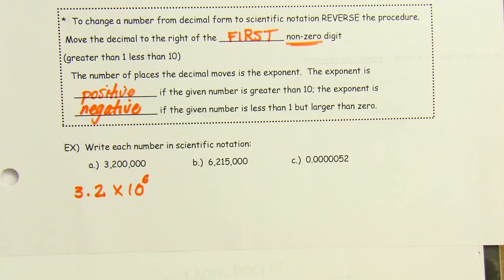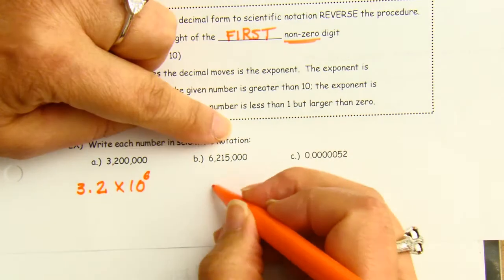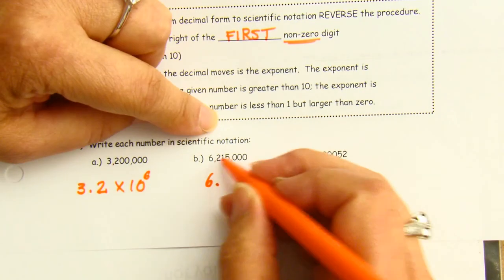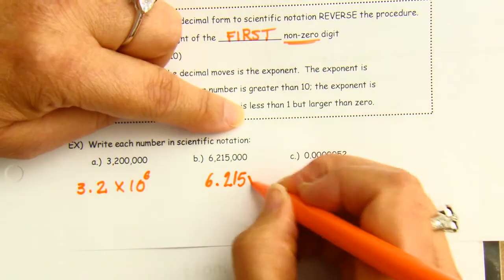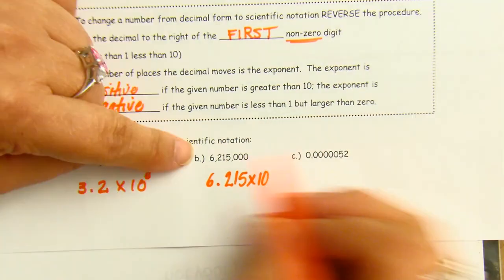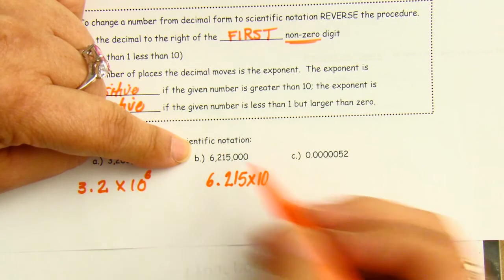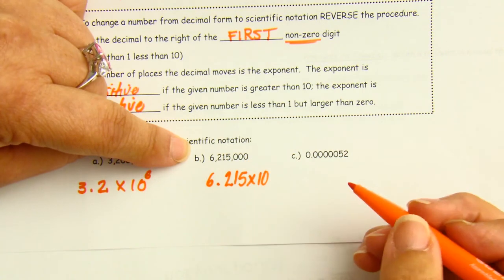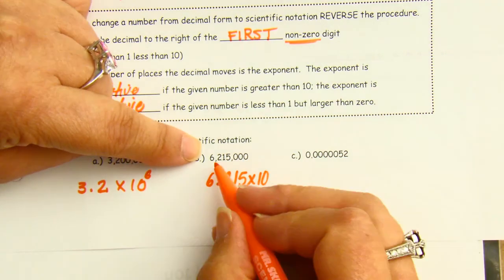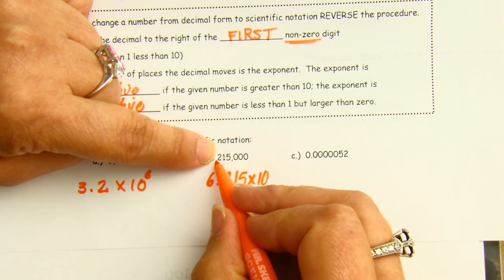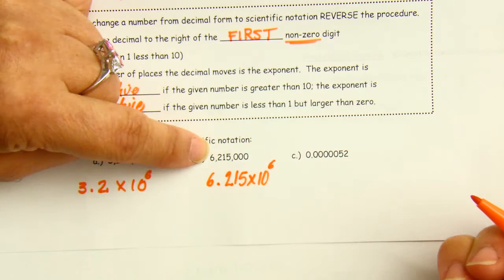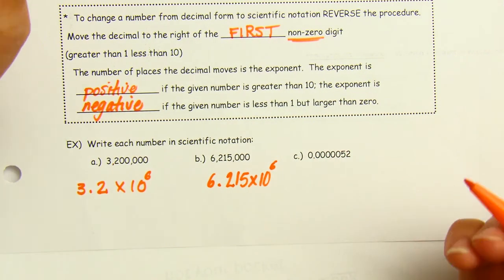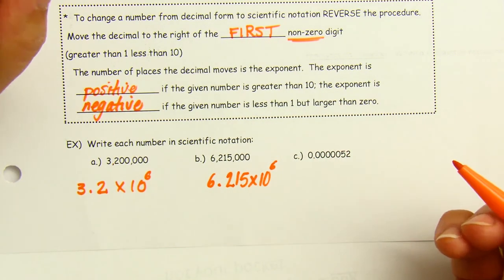6,215,000. Again, I'm going to place the decimal after the first non-zero digit. 6 point. I need these digits, 215. I don't need the zeros, but I do need a power of 10. This number is way larger than 10, and so the exponent is going to be positive. In fact, I'd have to slide the decimal 6 places to the right to get that number back out. And so I've got 6.215 times 10 to the power of 6.